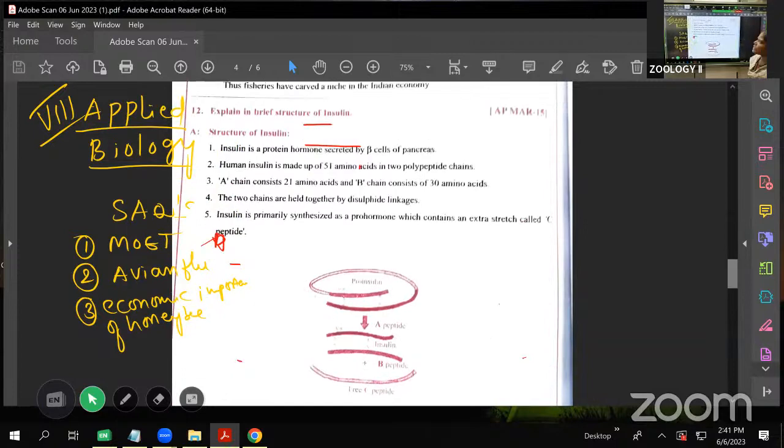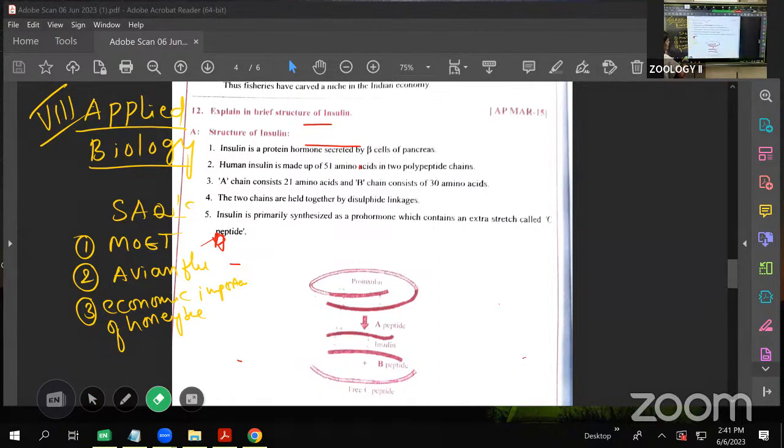Explain the brief structure of insulin. Here, all of you know this one. Insulin is mainly the structure of... Structure of insulin.